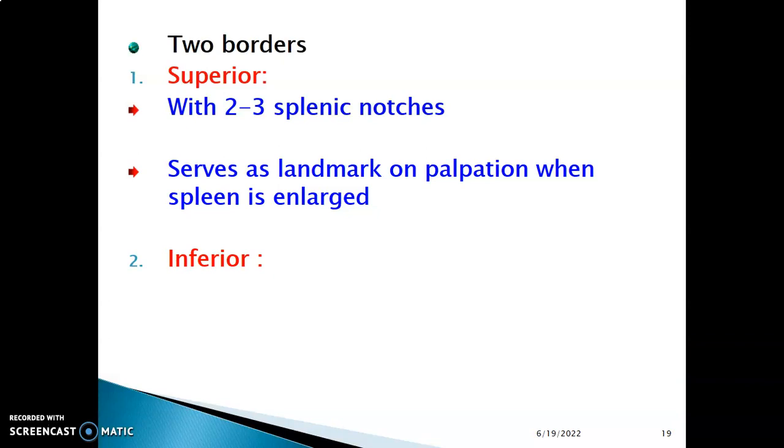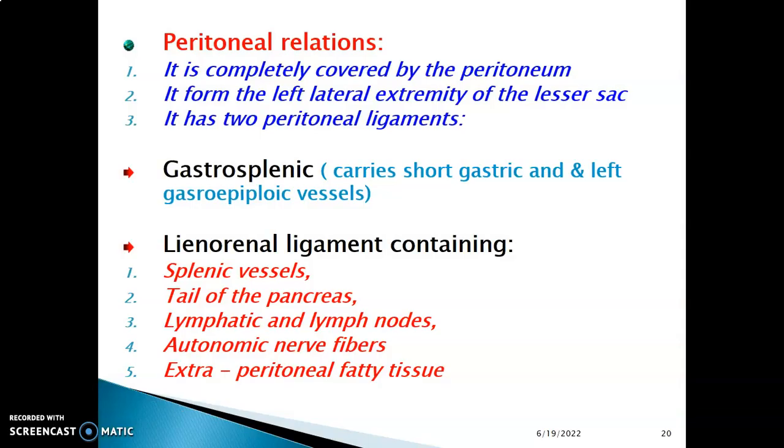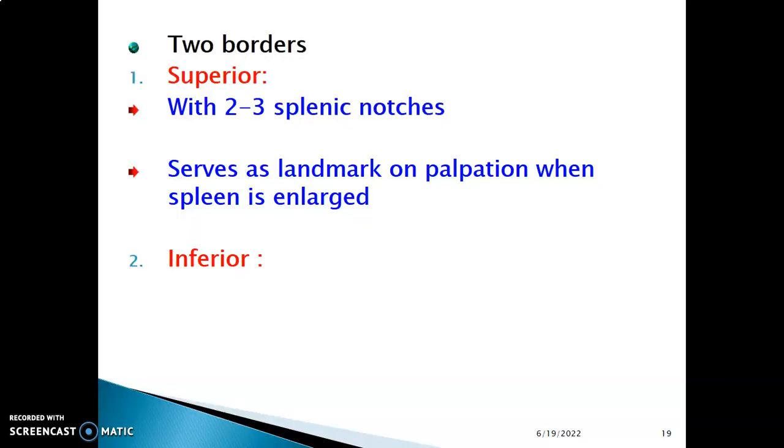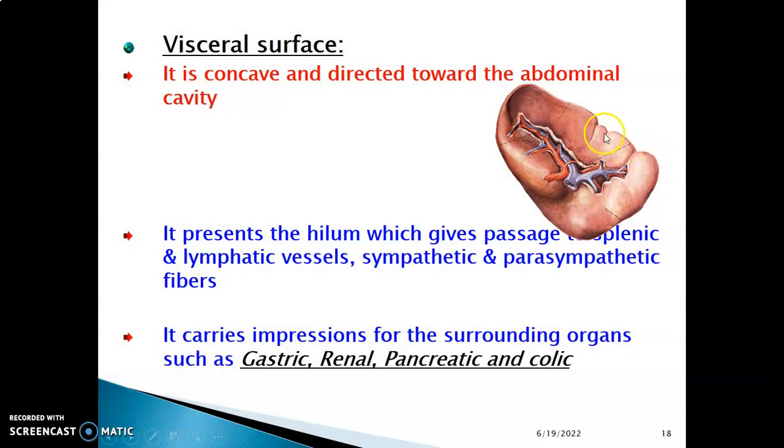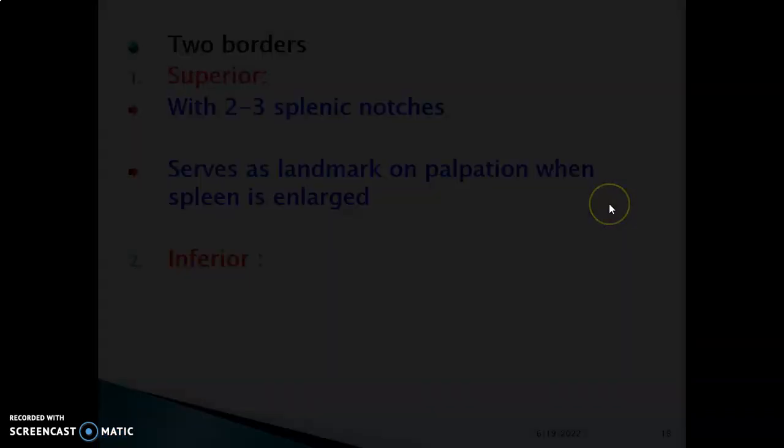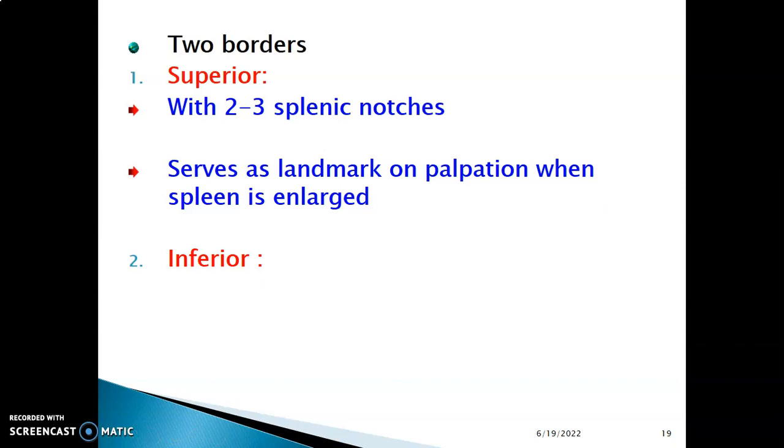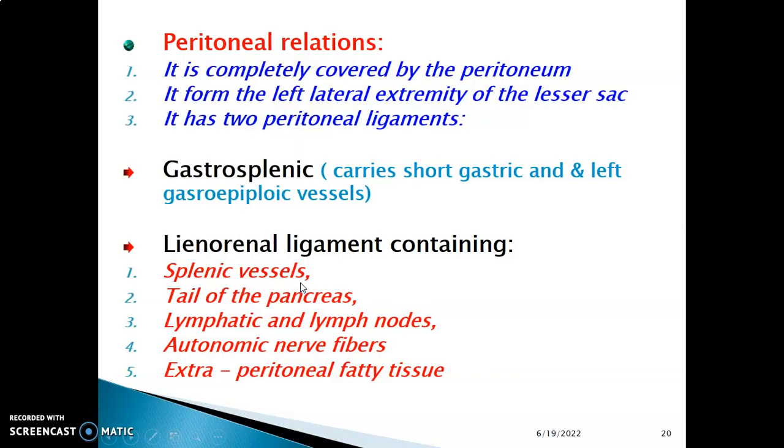Now, the spleen has two borders: a superior border and an inferior border. The superior border usually has 2-3 splenic notches. This is the superior border, and you can appreciate the splenic notches here. This is the inferior border. These notches are palpable when the spleen is enlarged, so they serve as good landmarks. Then the spleen has an inferior border.